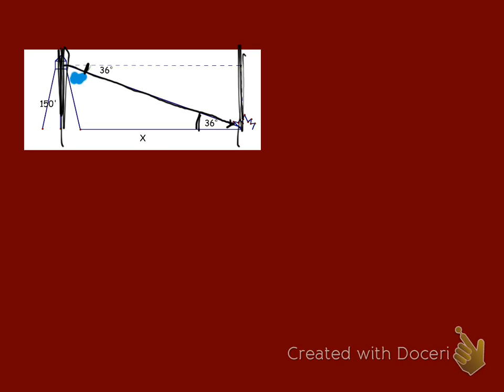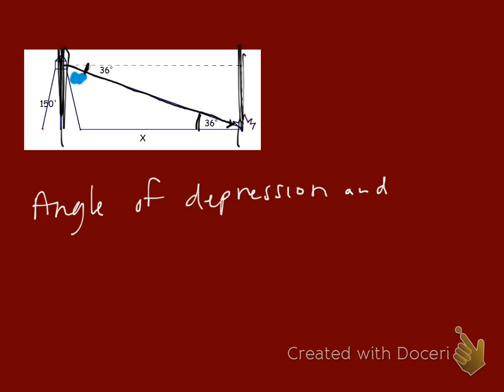So, if you don't already have this on the pre-printed notes, you need to write this down. The angle of depression and angle of elevation are congruent. And if you take your prior knowledge, that's because you're in between parallel lines and they are alternate interior angles.